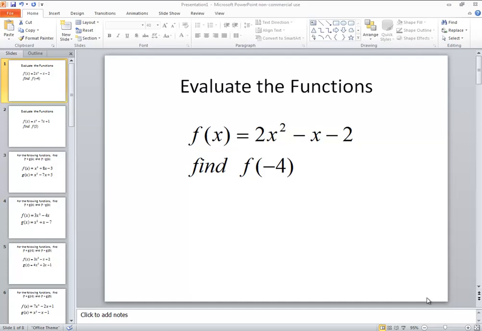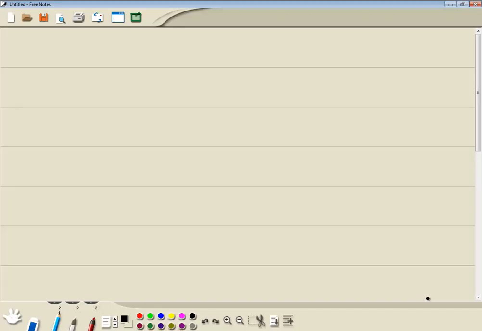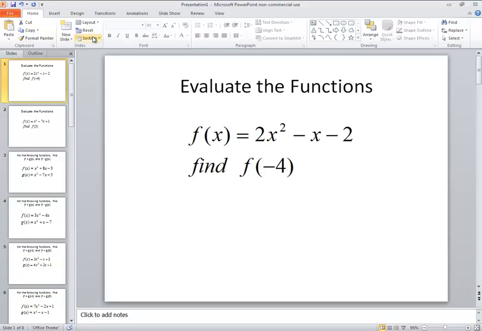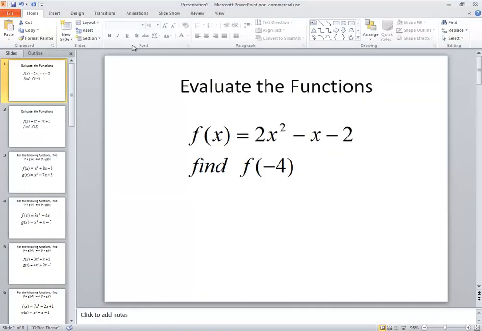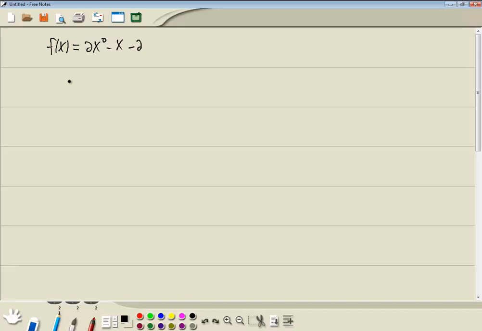Let's take a look at this problem. We got f of x is equal to 2x squared minus x minus 2, and we want to find f of negative 4. Now, evaluating a function is always the same.